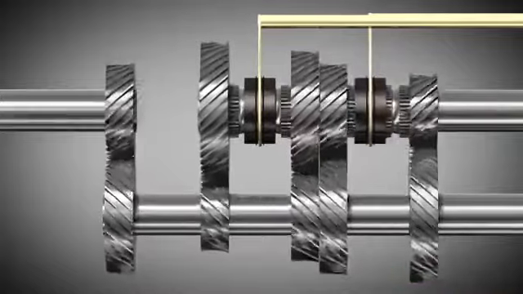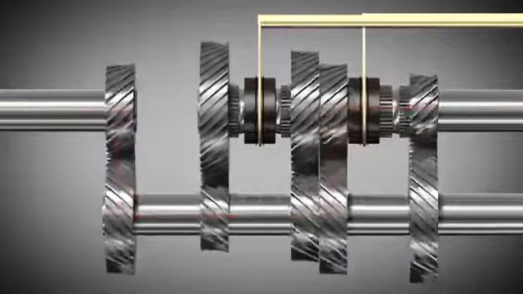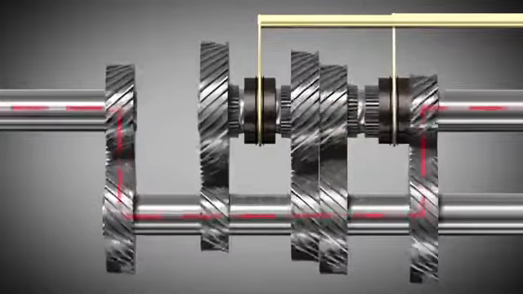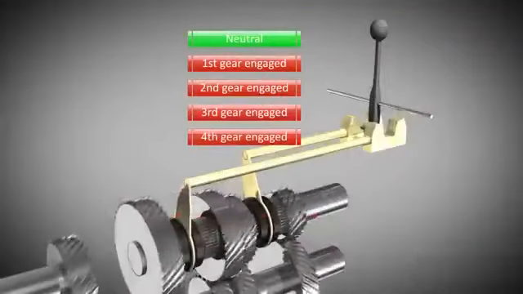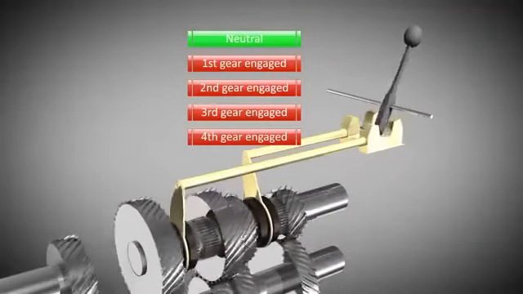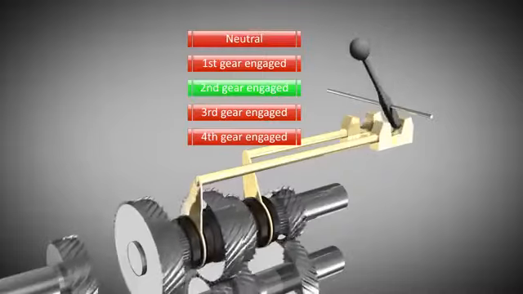The same is true for shifting from second to third gear and from third to fourth gear. This type of transmission is often referred to as an H pattern because of the path that the shift lever takes as it selects the various gears.